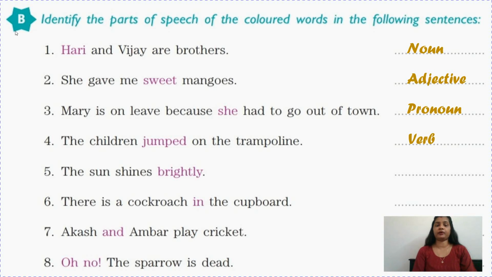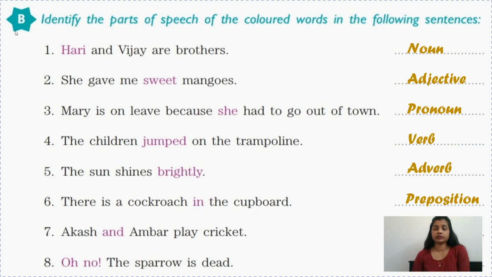The sun shines brightly. So here brightly is colored. Shines. Let's talk about shines. It is verb because it is doing something. And brightly, this word is telling more about shines. So, brightly is adverb. When any word tells add meaning to verb, it is adverb. There is a cockroach in the cupboard. In is telling the position or place. So, it is preposition. And it is also showing the relation between cockroach and cupboard.